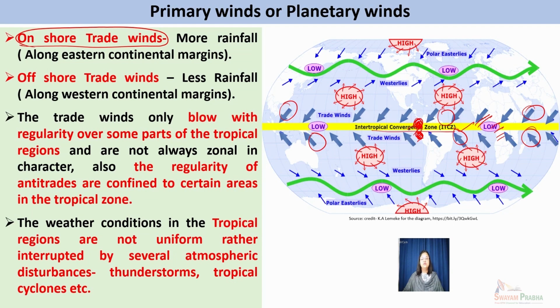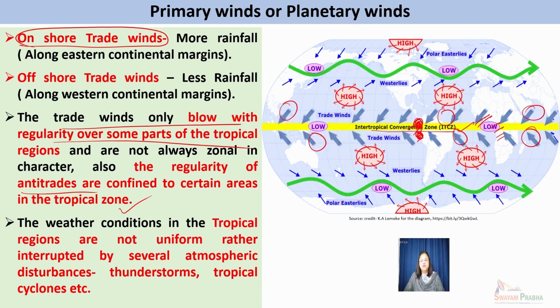Besides this, the trade winds, as per the earlier belief, were considered to be the regular winds which blow throughout the year. However, the regularity is questioned due to recent researches, and now it is considered that the trade winds only blow with regularity over some parts of the tropical regions and are not always zonal in character, and the regularity of antitrades, which are confined to the upper atmospheric regions in these tropical zones, is also not continuous.